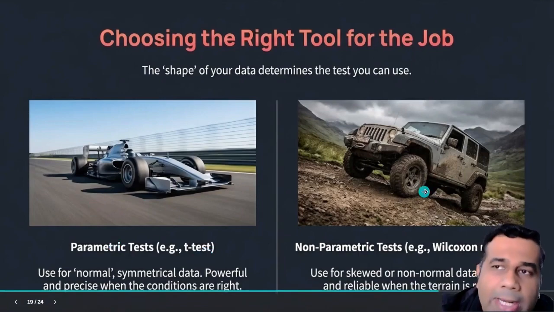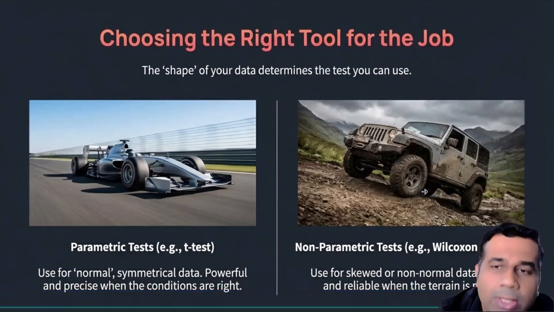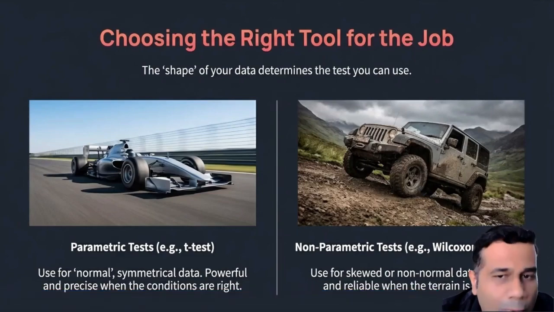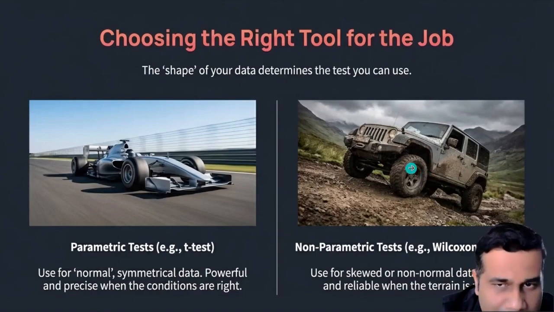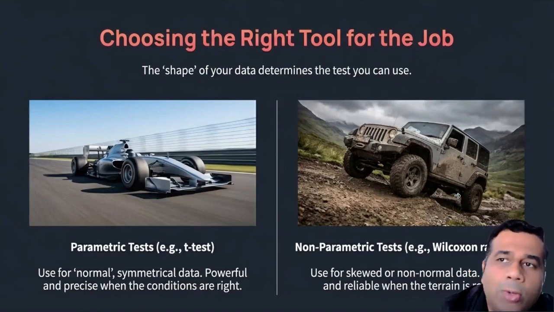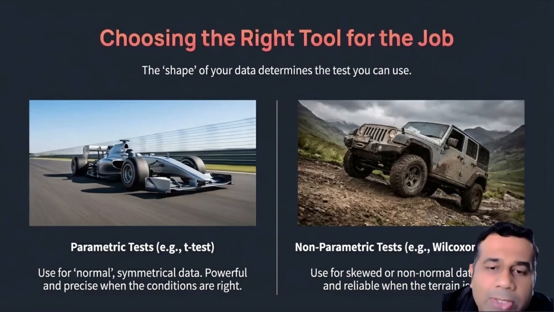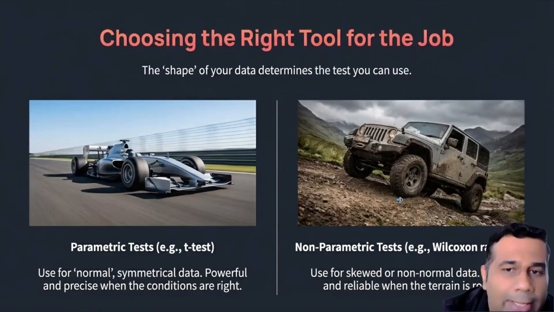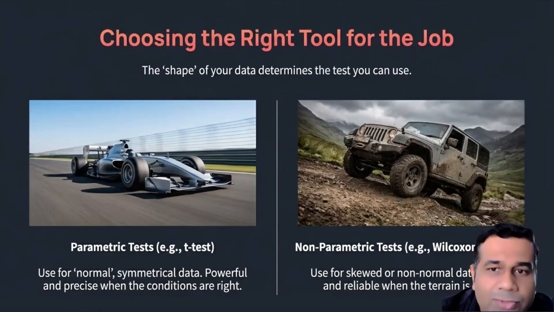On the other hand, if the data is not normally distributed, we can compare that to off-road driving. We cannot use such a car in this scenario. We need an off-road vehicle, right? If you have a proper off-road vehicle like the one in the image, you will be able to navigate through that terrain without difficulty and reach the destination. If you are using an F1 car here, I'm sure we won't even be able to move 100 meters. You will definitely be in trouble. That's the scenario.